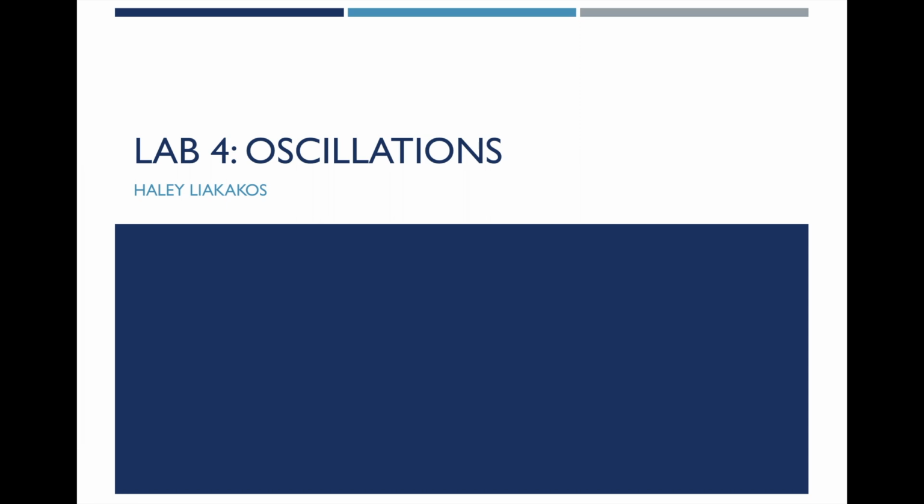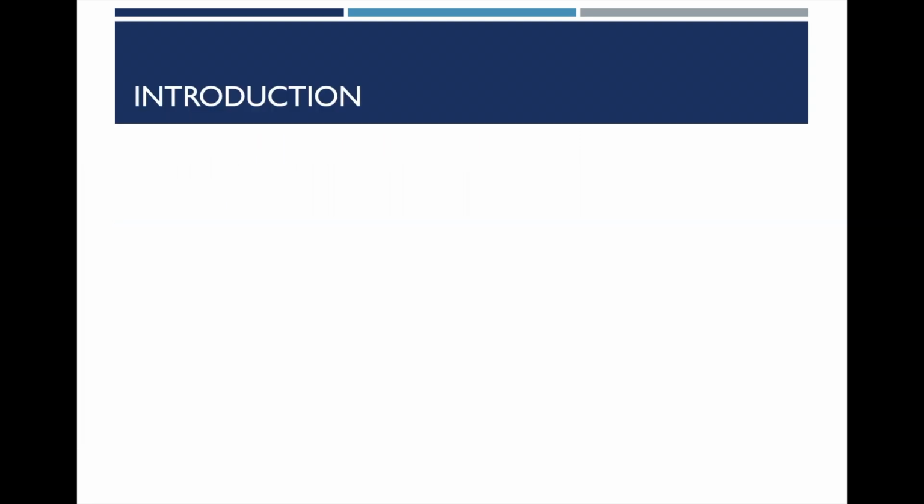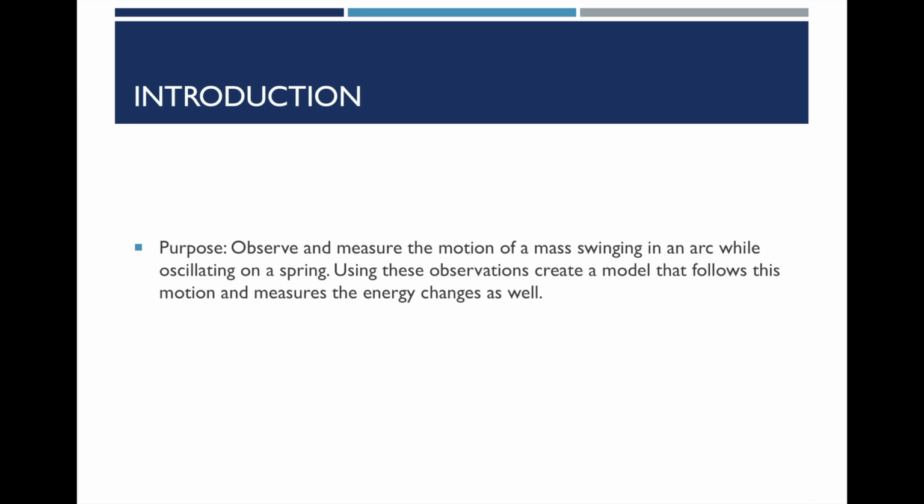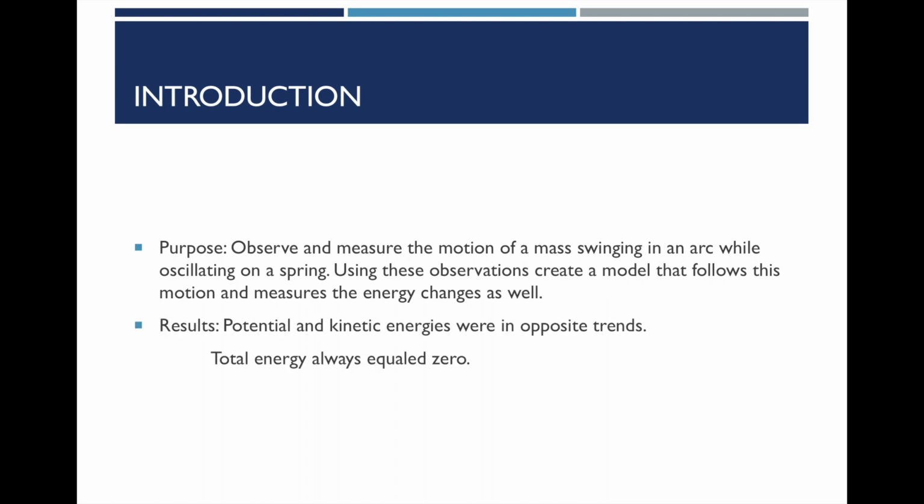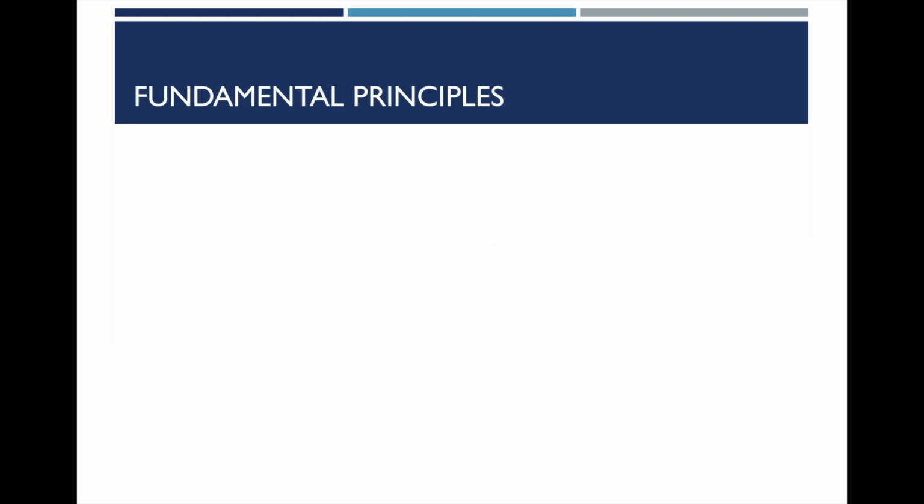The world revolves around the conservation of energy, but sometimes it is difficult to see unless you break down each element. This lab observes and measures the motion of a mass swinging in an arc while oscillating on a spring. From these observations, a model can be created that shows all the different energy aspects. The results show that there tends to be an opposite trend between the kinetic and potential energies, but the total energy always equals zero.